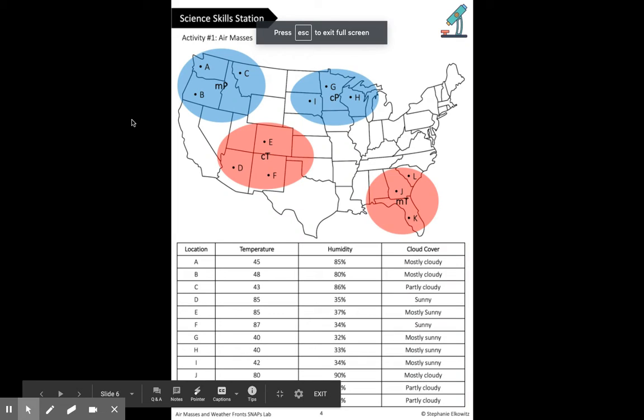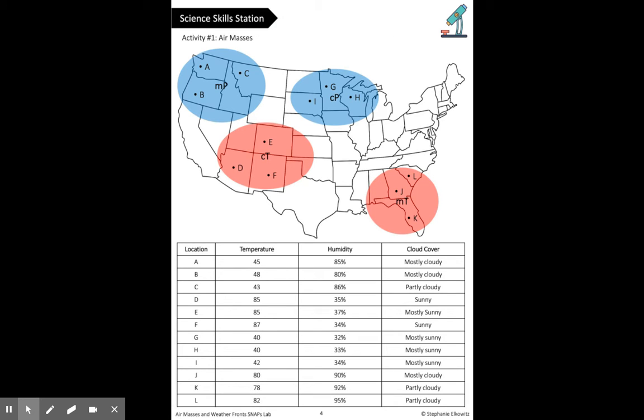Hello, boys and girls. So you are at the point in the Ed puzzle when you should be looking at this diagram on the slide. I wanted to give you some tips before you move on with the questions on the next slide. So basically what we're looking at here is a map of the United States.